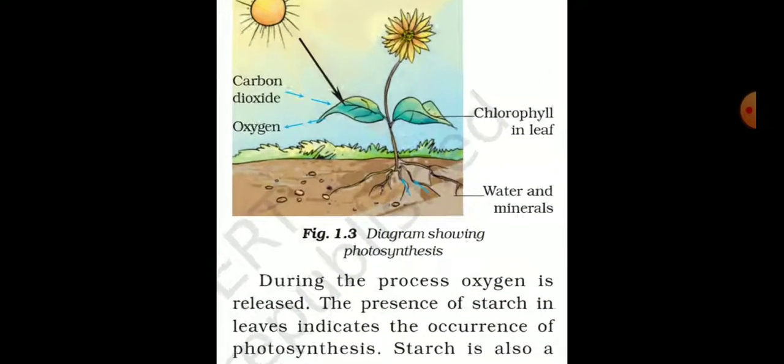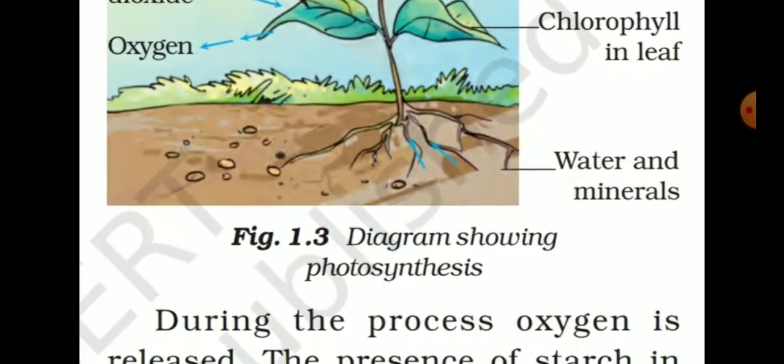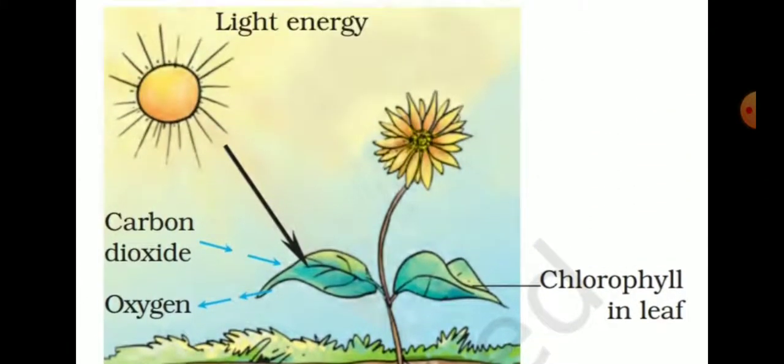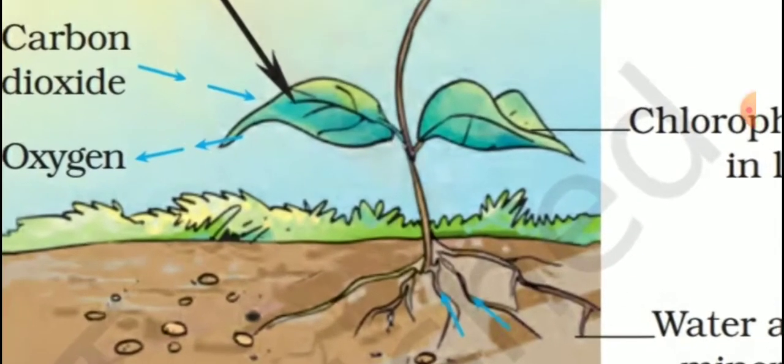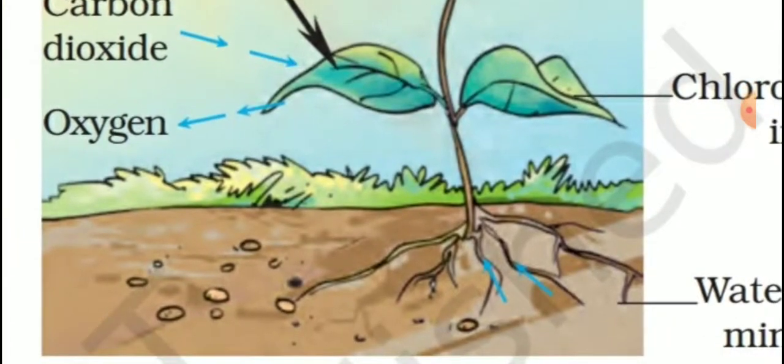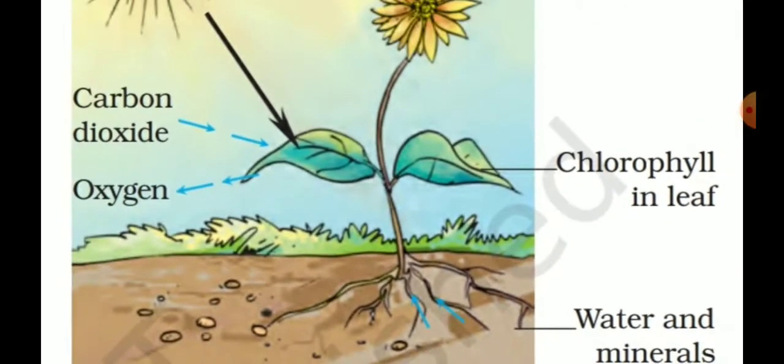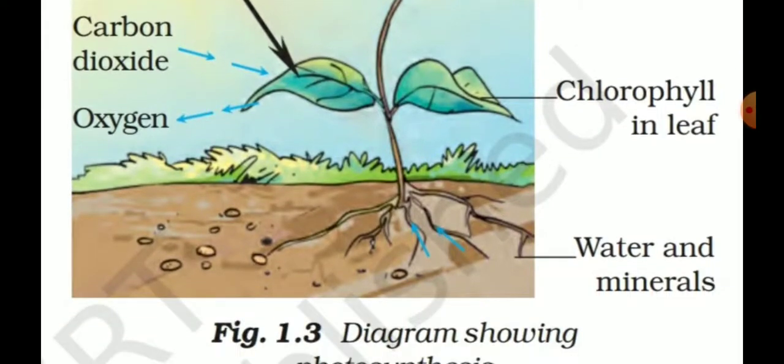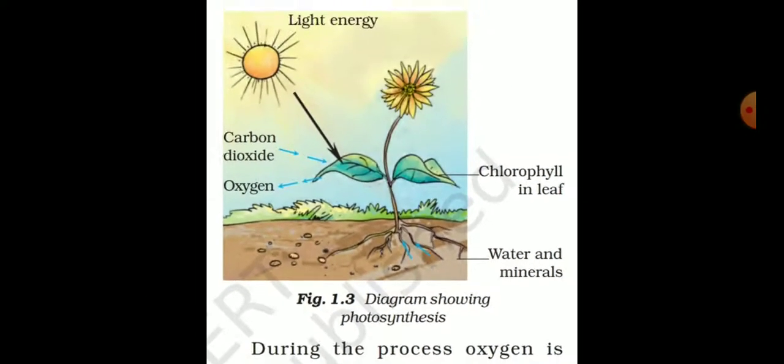This is the light energy for photosynthesis. Listen, see the picture, students. Diagram of photosynthesis: the light energy, carbon dioxide, intake of carbon dioxide, releasing oxygen, then chlorophyll in the leaf. Chlorophyll means the green pigmentation in the leaf, then water and minerals.